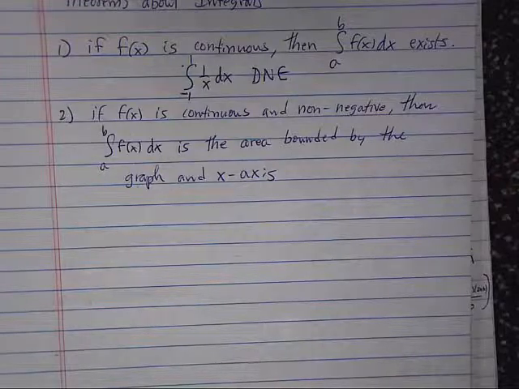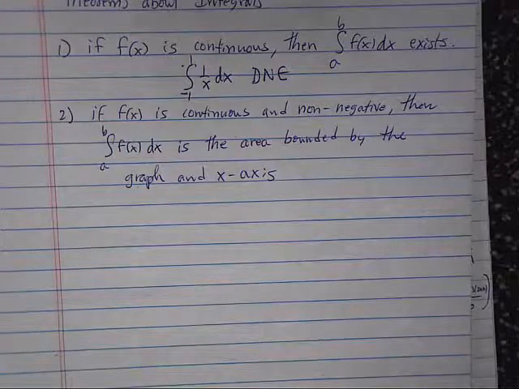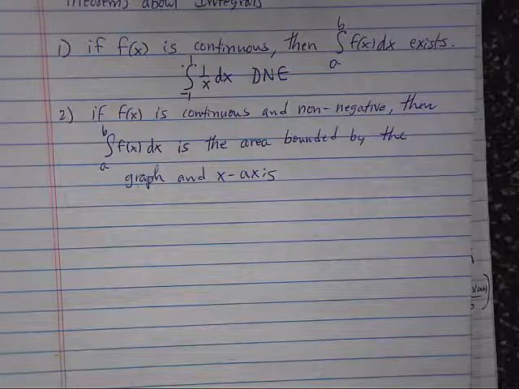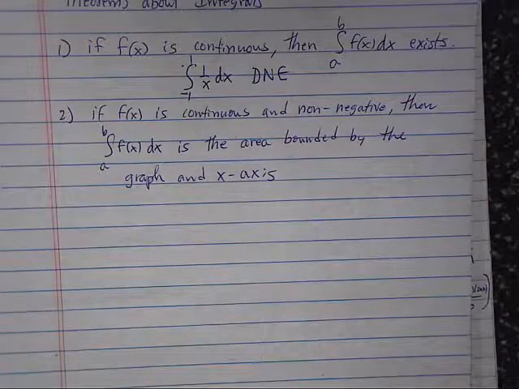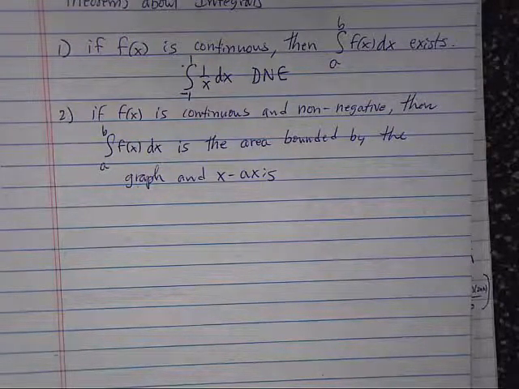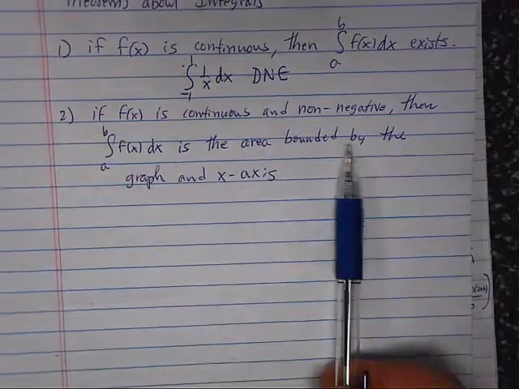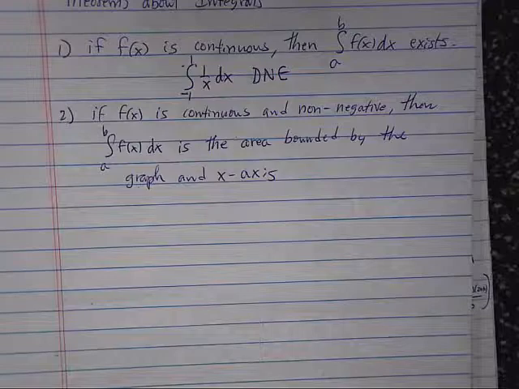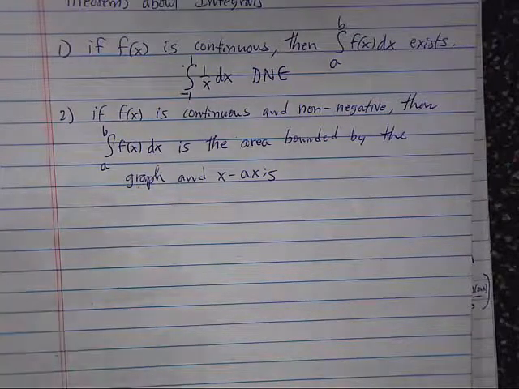So once again, we need f of x to be continuous just so that we're guaranteed that the integral does exist. And then I say f of x is non-negative. What does non-negative mean? Positive or 0. Could be 0, could be positive, but it cannot be negative. Then what do I mean when I say the integral is the area bounded by the graph and the axis? It's the exact area. For example, going back a page here, or two. Find the right page.